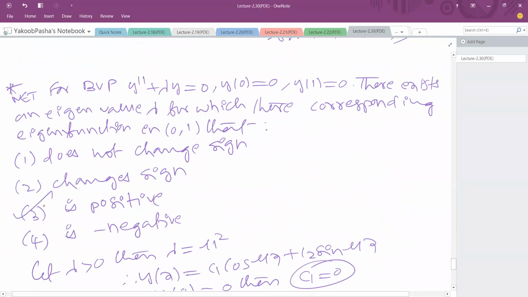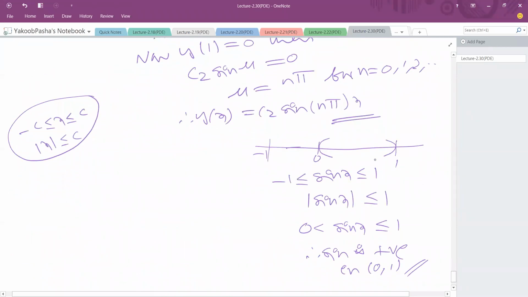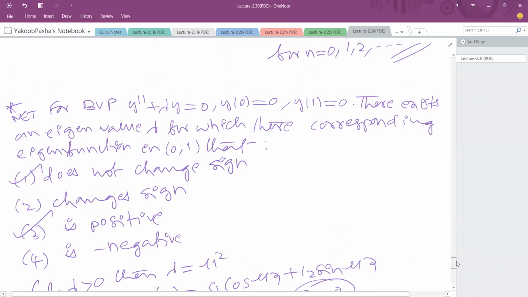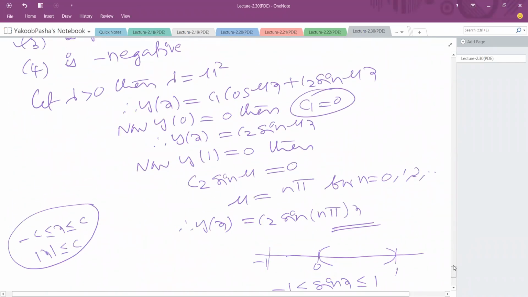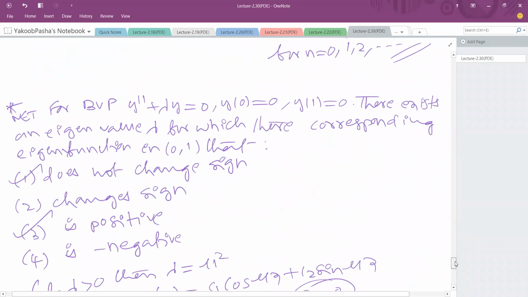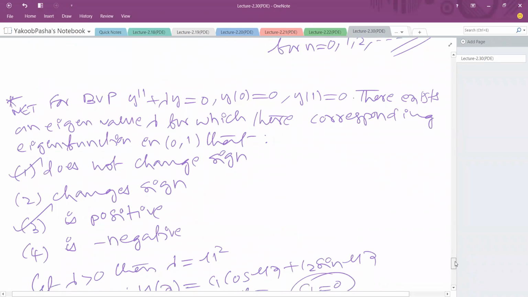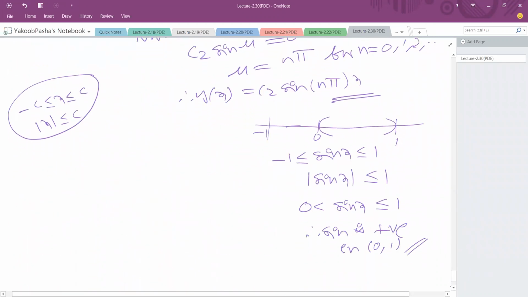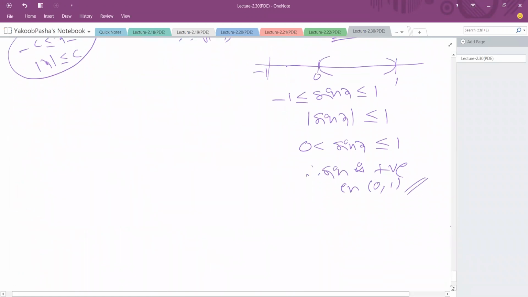Option 3 is the right option, and option 1 is also right, since there is no change in the sign in this interval. So options 1 and 3 both are the right options for the boundary value problem y double dash plus lambda y equal to 0 with boundary conditions y of 0 equal to 0 and y of 1 equal to 0. Is it clear? Now we go for another problem.